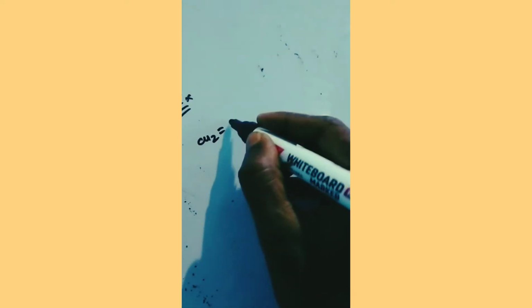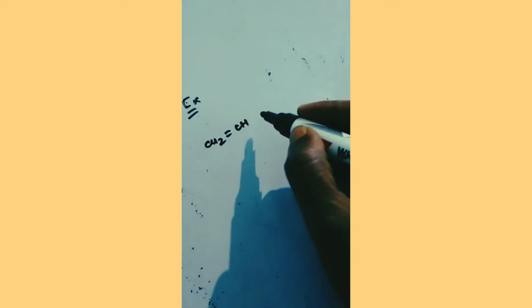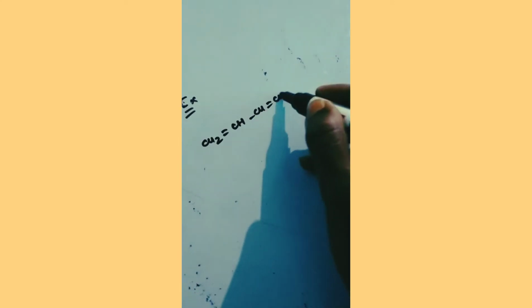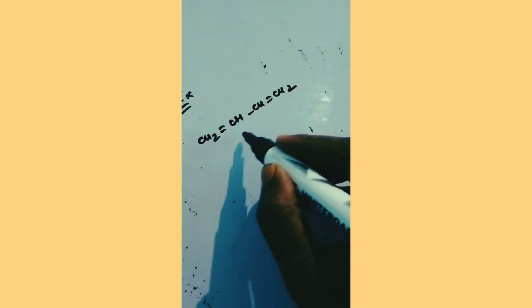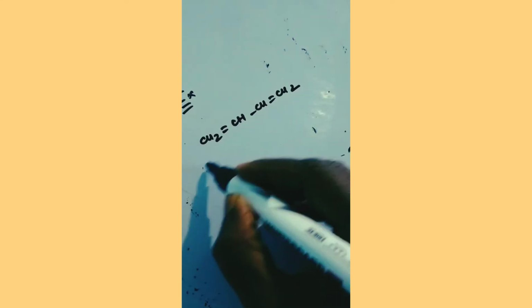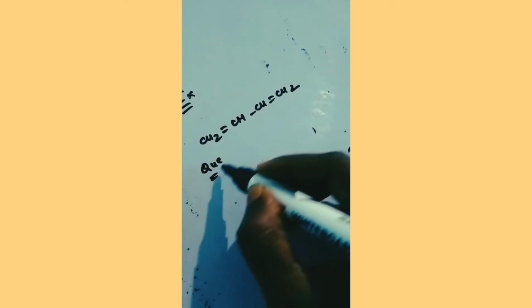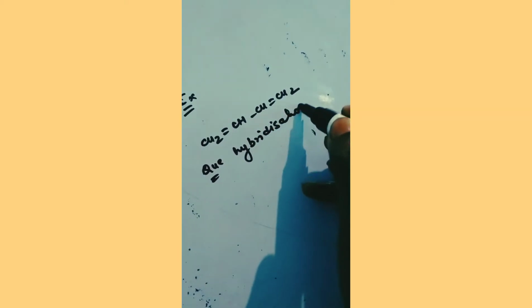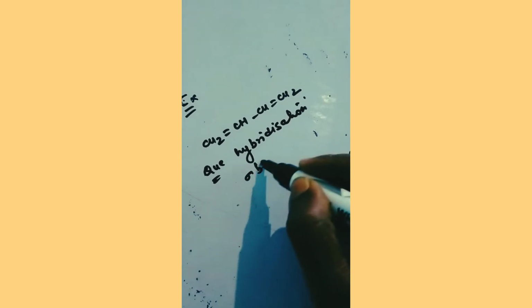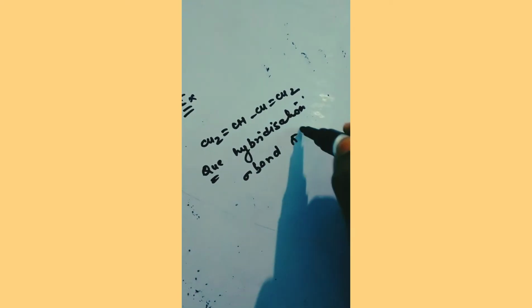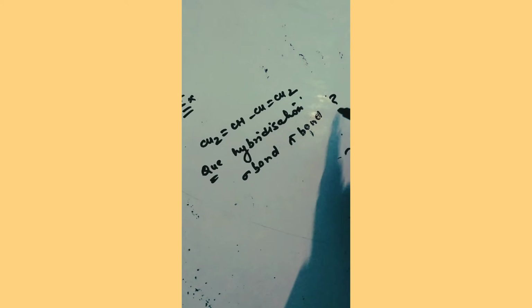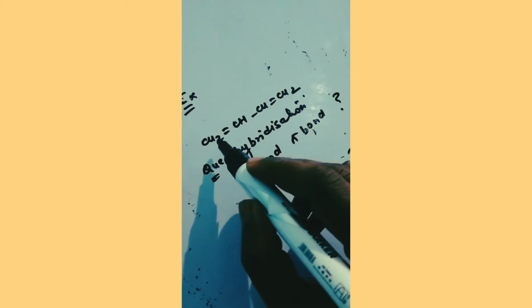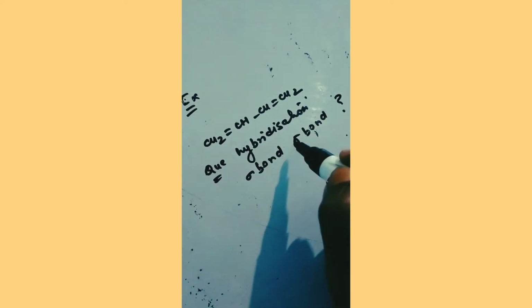So next question we will see here: CS2 double bond CH single bond CH CS2. If you see, how many sigma and pi, the question will be asked here. First of all, hybridization, and sigma bond and pi bond. So which hybridization is present in this molecule, and how many sigma and pi bonds are present?